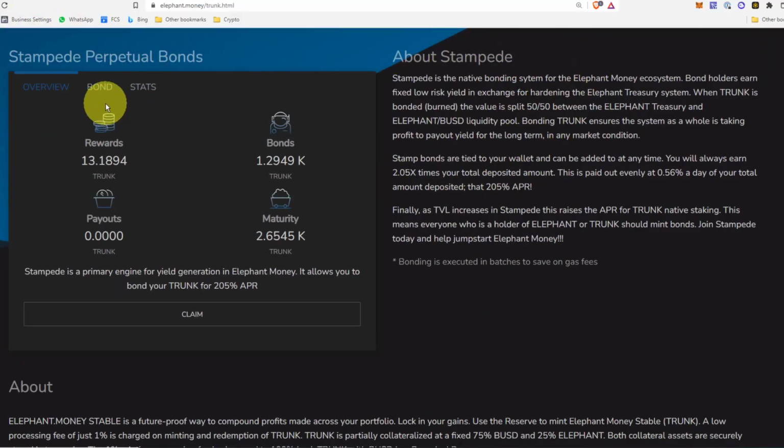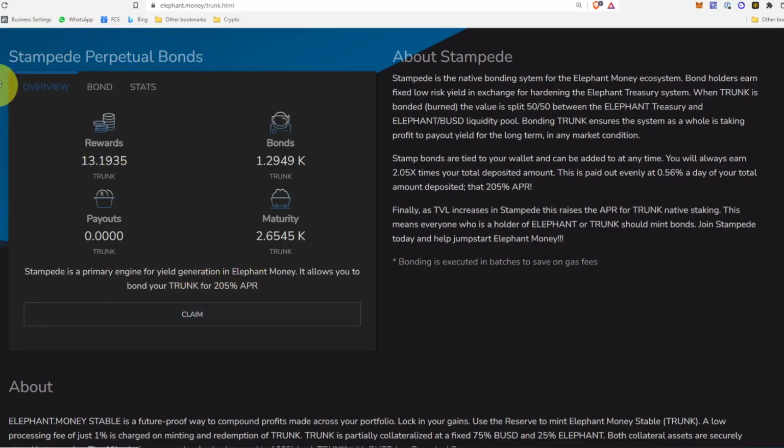Now, the exciting aspect before we talk about native staking is the latest contract Stampede, which is a perpetual bond that is an additional use case for Trunk away from native staking. And you'll see that Stampede is a primary engine for yield generation in Elephant money. It allows you to bond your Trunk for 205% APR. Yes, you heard correctly, a stable coin that gives you 205% APR.